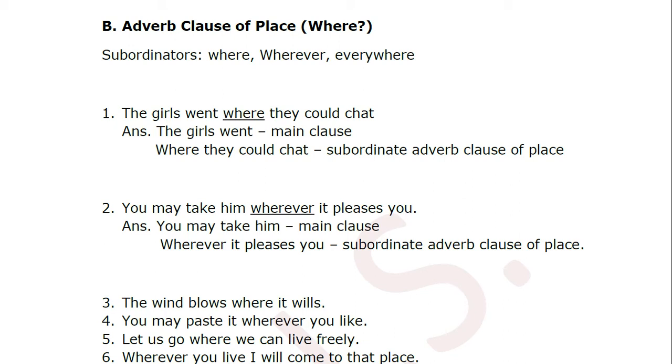So let's see the first one. The girls went where they could chat. So your subordinator where, main clause, the girls went. Yes, makes complete sense. So write it down. Now look at this went. The action went. Does it tell you where they went? Yes, where they could chat. So it's subordinate adverb clause of place.